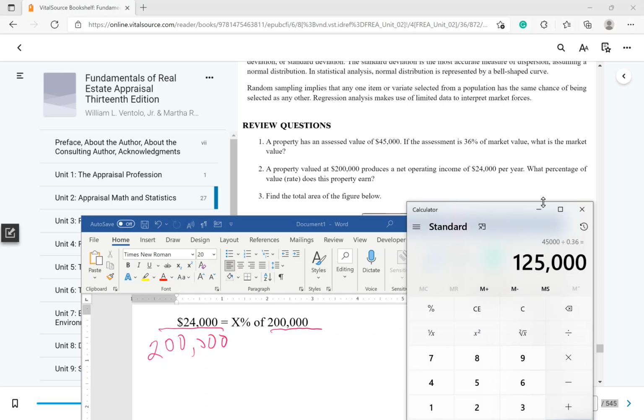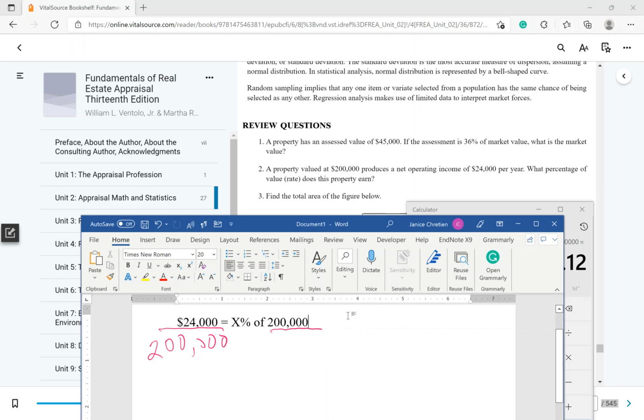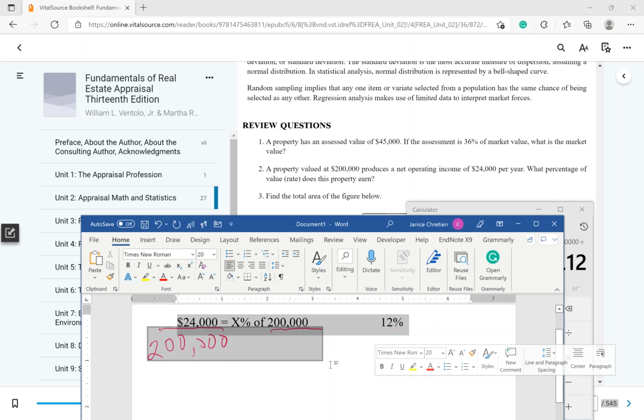Go to my handy calculator and clear this. So I have 24,000 divided by 200,000 equals 0.12, and we know from percentages that I would take that 0.12 times 100 to get my percentage, which is 12%. And that's confusing writing it like that, isn't it? 12% is the answer.